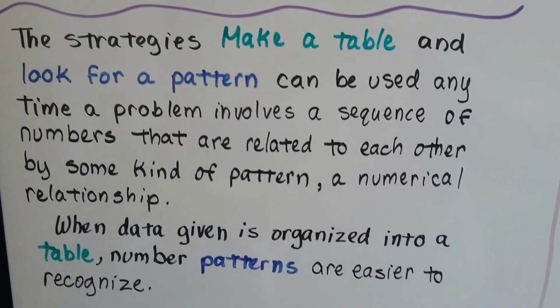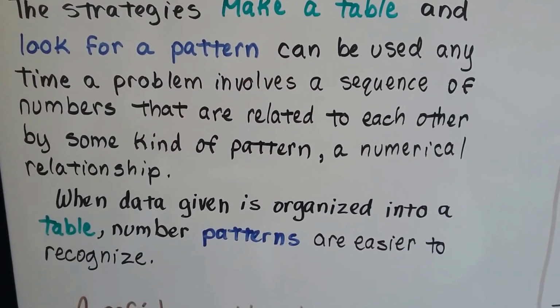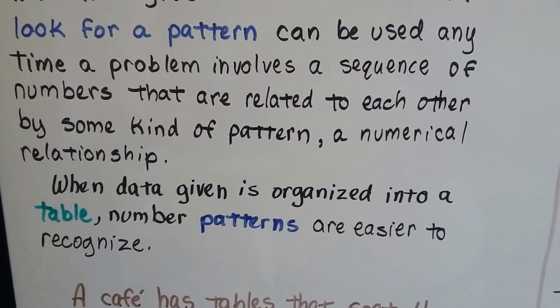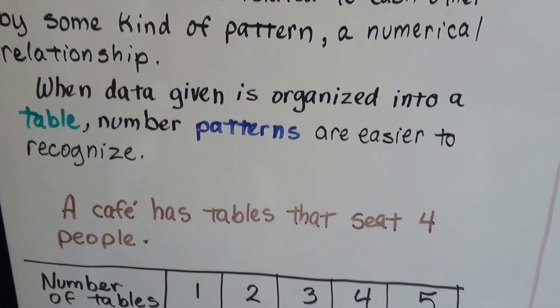The strategies make a table and look for a pattern can be used anytime a problem involves a sequence of numbers that are related to each other by some kind of pattern, a numerical relationship. When data given is organized into a table, number patterns are easier to recognize.